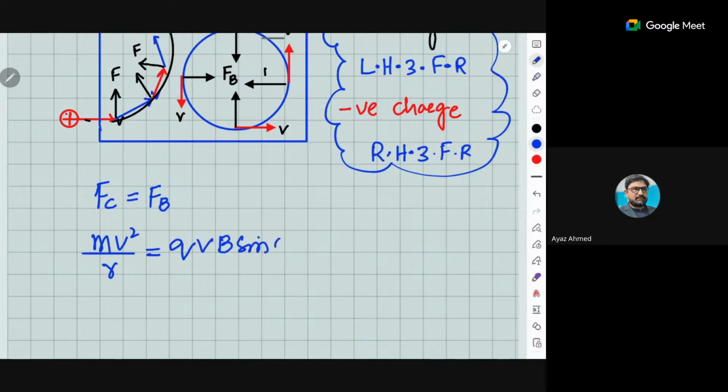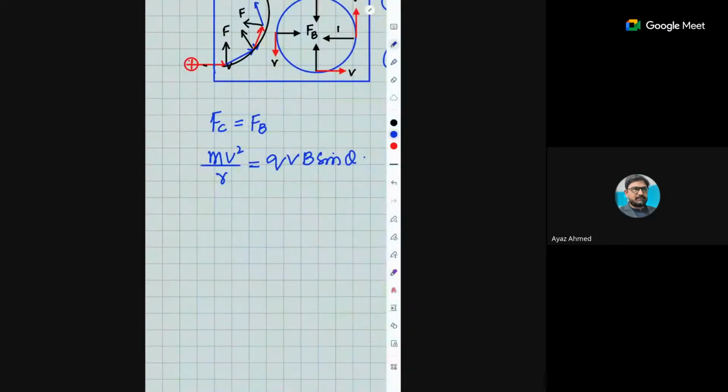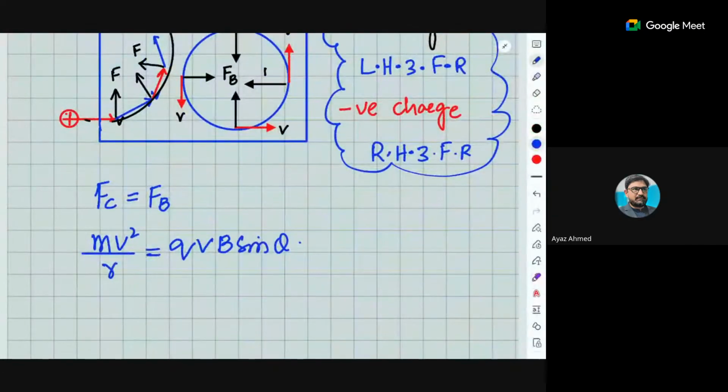That is equal to qvB sin theta. Now the angle formed here is basically equal to what? What was the angle? The angle was 90 degrees. So for that 90-degree angle, the equation will shrink in this way: mv squared divided by r will be equal to qvB.